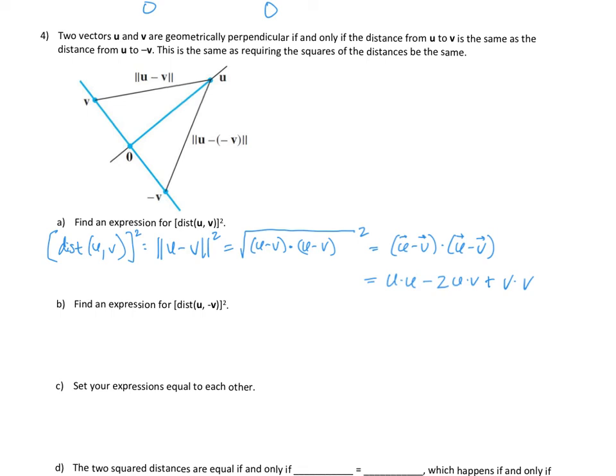Now we want to find an expression for the distance from u to the opposite of v. So this is going to be really similar to what we did above. It's going to be the length of u minus the opposite of v squared, which is, that's actually plus. So this is going to be u plus v dotted with u plus v, which is u dot u plus 2 u dot v plus v dot v. Now we're supposed to set these two expressions equal to each other.